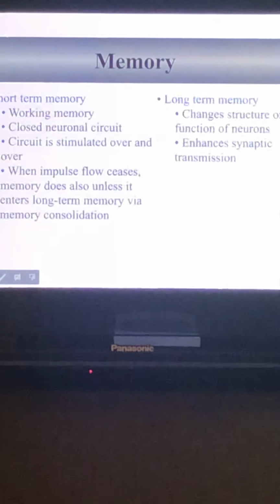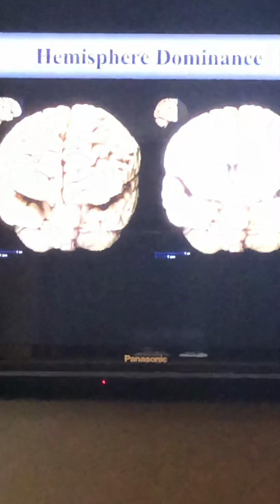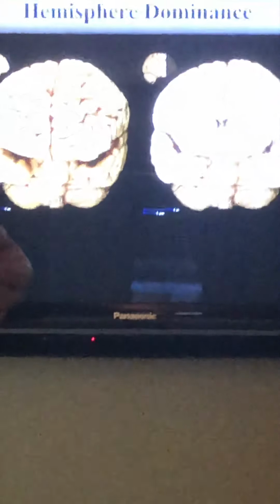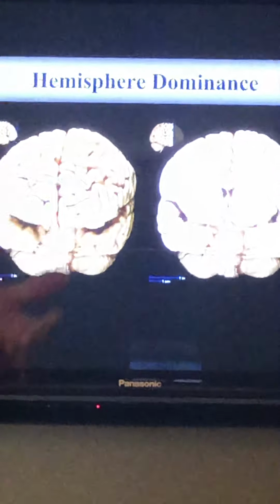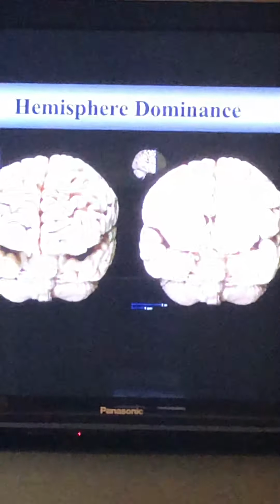One thing I do want to mention is hemisphere dominance. They're saying that what we used to know about that is not true, but this still is true: if you have an insult to the right side of your brain, such as a stroke, it's going to affect the left side of your body and vice versa. So you should know that.